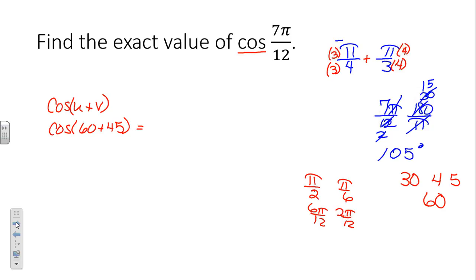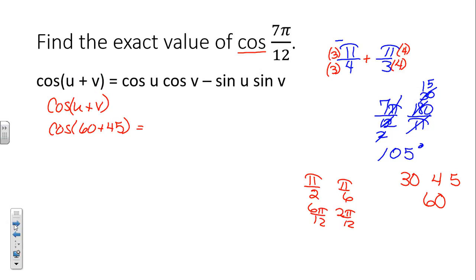Order doesn't matter when we're adding, right? As long as we're consistent. So if you wrote 60 plus 45, we're good, or if we wrote 45 plus 60, okay? We're going to get the same answer either way, okay? As long as we're careful with our formula. So did everybody write 60 plus 45? Okay, so here we go.